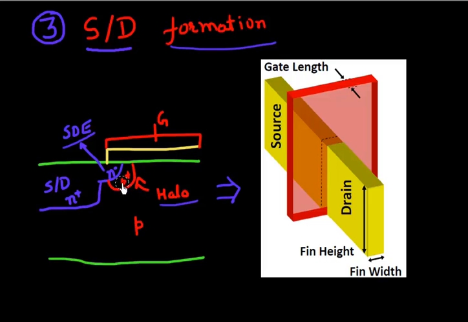If you have a much better gate control, you can remove this halo implant. You don't need this halo implant because you have good gate control. You can also probably eliminate the source drain extension implant as well if you are really smart, and you can control the diffusion of your main source drain implant very well, so that you produce a nice overlap. You can eliminate this source drain extension implant as well. So this is really good news, right?